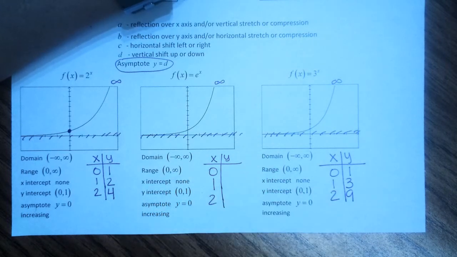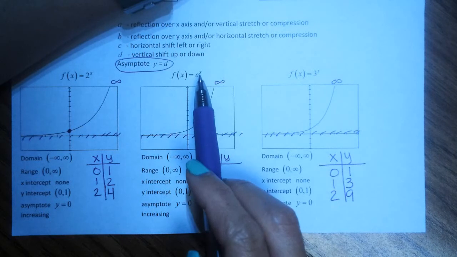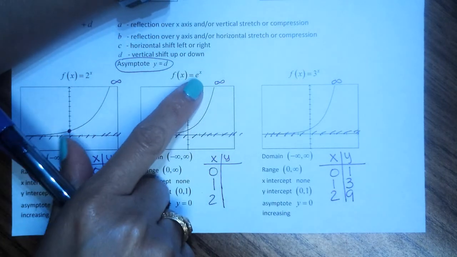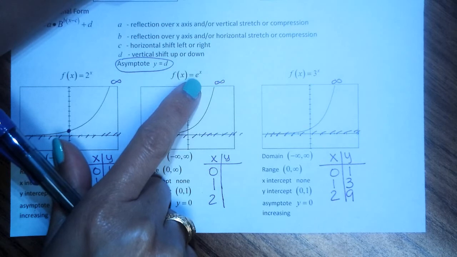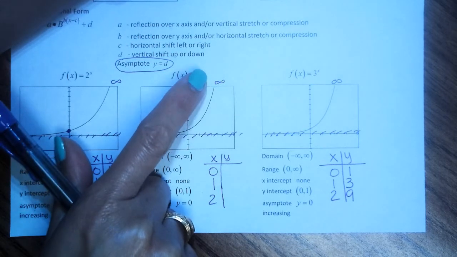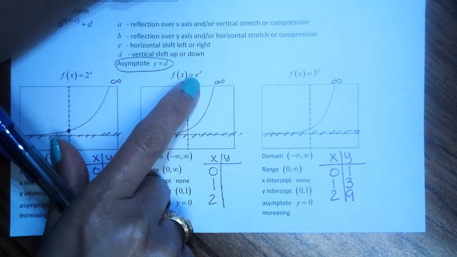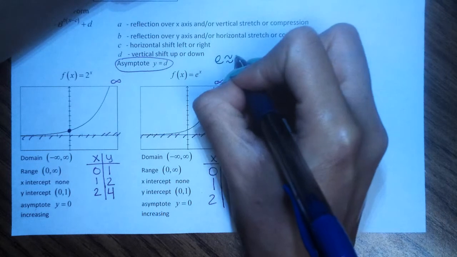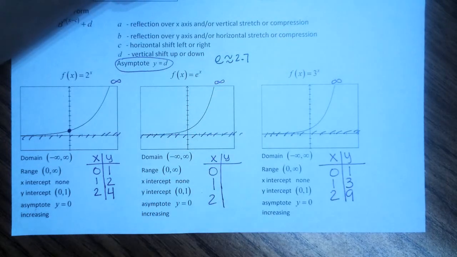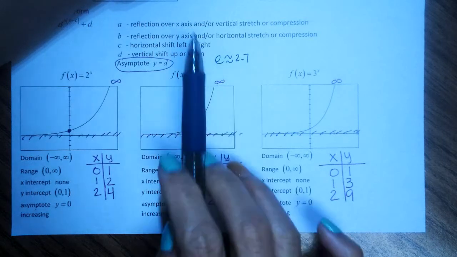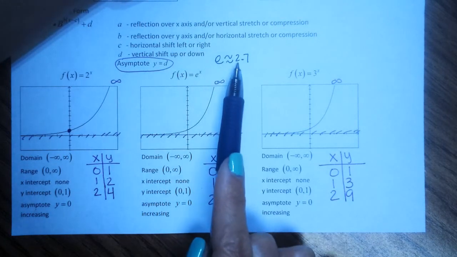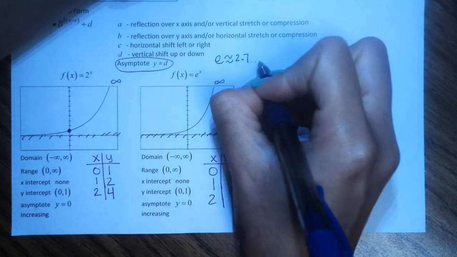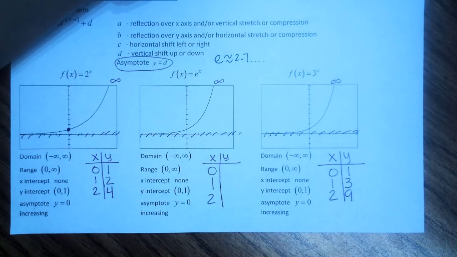Okay, so 0, 1, and 2. If x is 0, first of all, let me tell you what e is. e is just an irrational number, like pi is just an irrational number that we use in math. So e is about 2.7. You're going to have to memorize that. It's an irrational number that mathematicians made up for exponential functions. I think it's used in interest rates. It's 2.7 and so on. It never ends, but we're just going to go with 2.7.